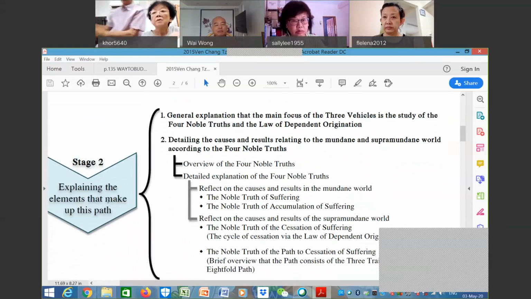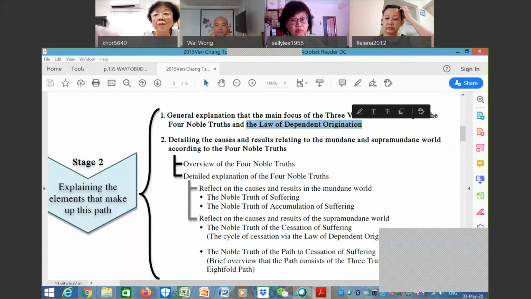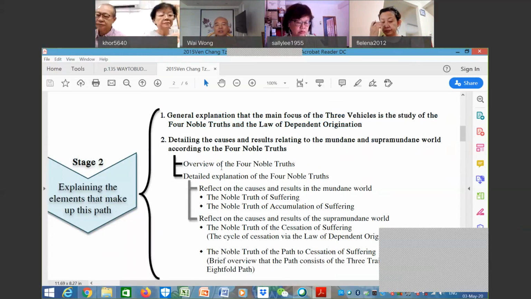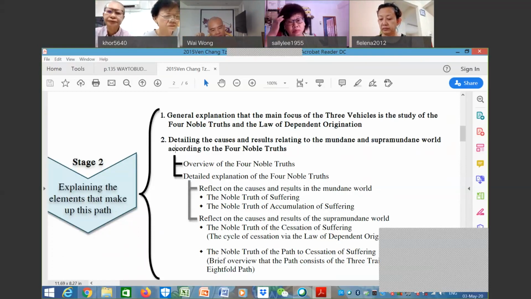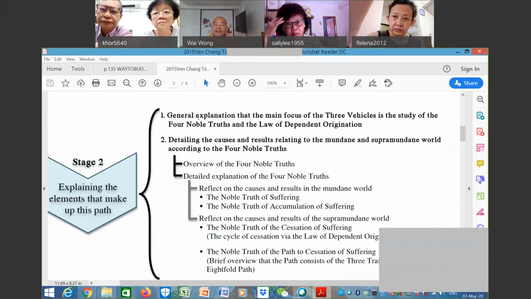Second stage, we explain the elements that make up this path. What are the elements? That is the Four Noble Truths and the law of dependent origination. Well, detailing the causes and results relating to the mundane and supramundane world according to the Four Noble Truths. We have already finished the overview of the Four Noble Truths, including the detailed explanation. The Noble Truth of suffering consists of 8 elements, but the 5 aggregates are the major one. If we don't have the 5 aggregates, we don't have our body, and the other 7 kinds of suffering won't occur.